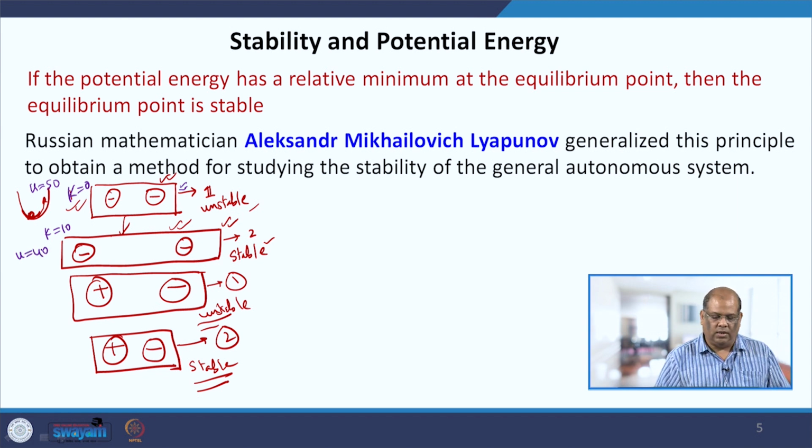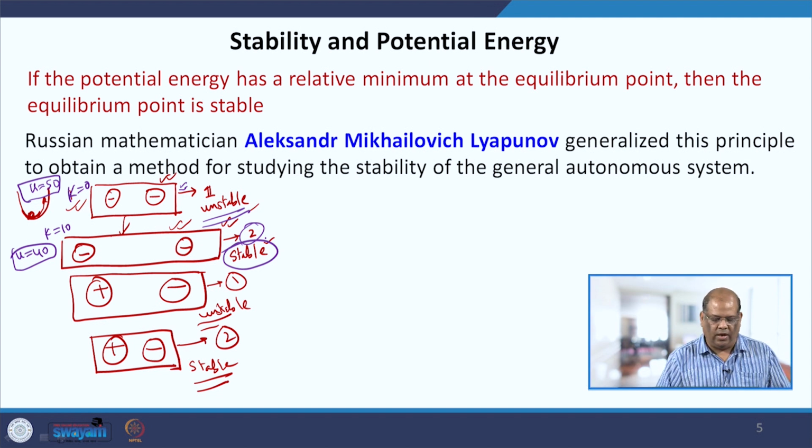So, what you notice is that from here to here your potential energy decreases and your stability increases. So, this setup is more stable than this one. As your potential energy decreases, your stability increases.